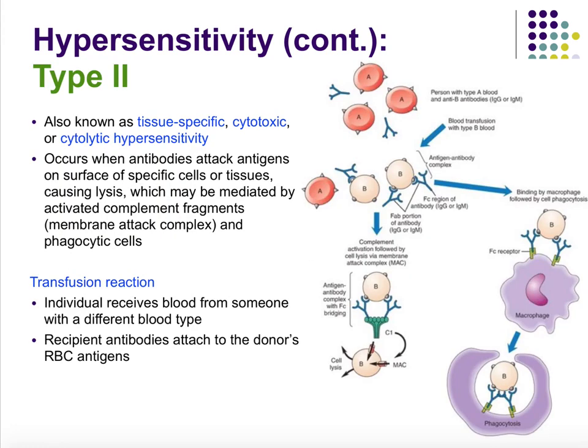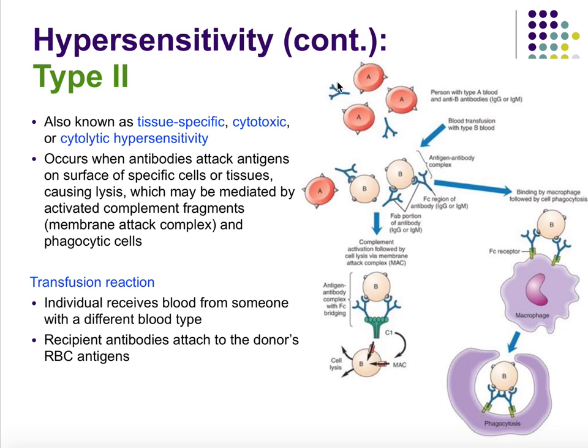All right, so now what about type 2 hypersensitivity? This is also known as tissue-specific or cytotoxic or cytolytic hypersensitivity. And it occurs when antibodies attack antigens on the surface of specific cells or tissues, causing them to lyse and get destroyed. And it can be mediated by activating the complement fragments or also by phagocytic cells. Okay, so let me go over an example. And an example is a transfusion reaction.